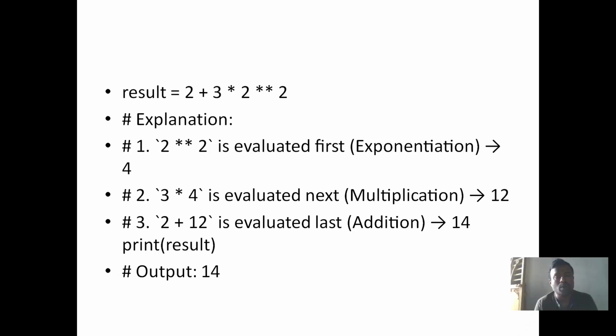Then after, what is the expression we got? 2 plus 3 into 4. Now the two operators are there, one is the plus, the other is the star. In which star has the highest priority, so 3 into 4 will be evaluated as 12, then 2 plus 12. Only one operator is there, 2 plus 12, 14 will be printed. So this is how your expression will be evaluated using the precedence table or the priority table. Let us take one more example.